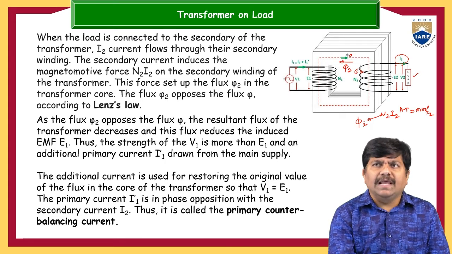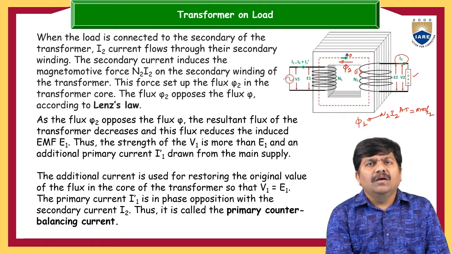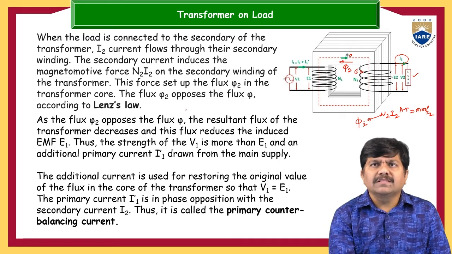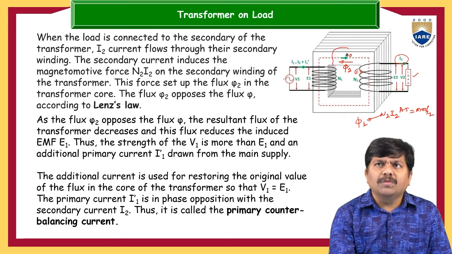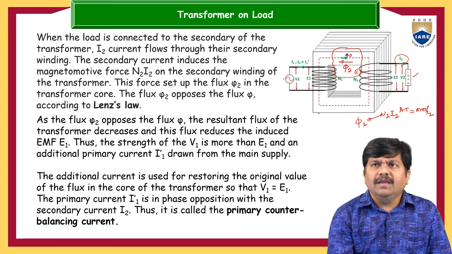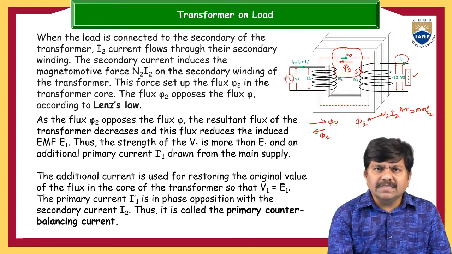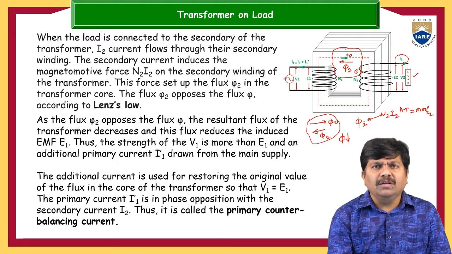What made us orient this flux in the opposite direction is Lenz's law. As the flux pi 2 opposes the flux pi naught, the resultant flux of the transformer decreases. If you observe in this particular region, pi naught is traveling like this and pi 2 is traveling like this. So both are traveling in opposite directions. In this case, the total flux seen in the magnetic core goes on decreasing.